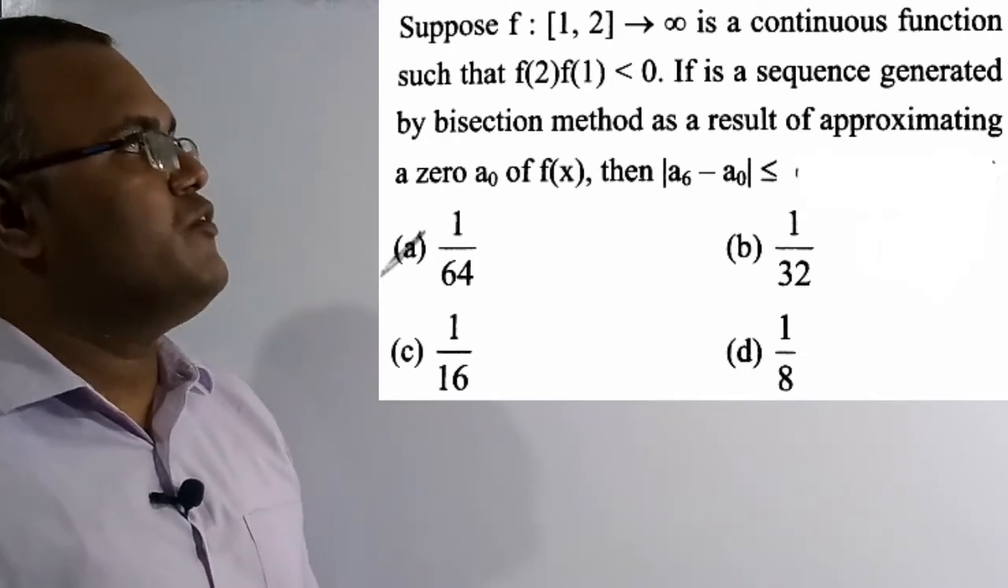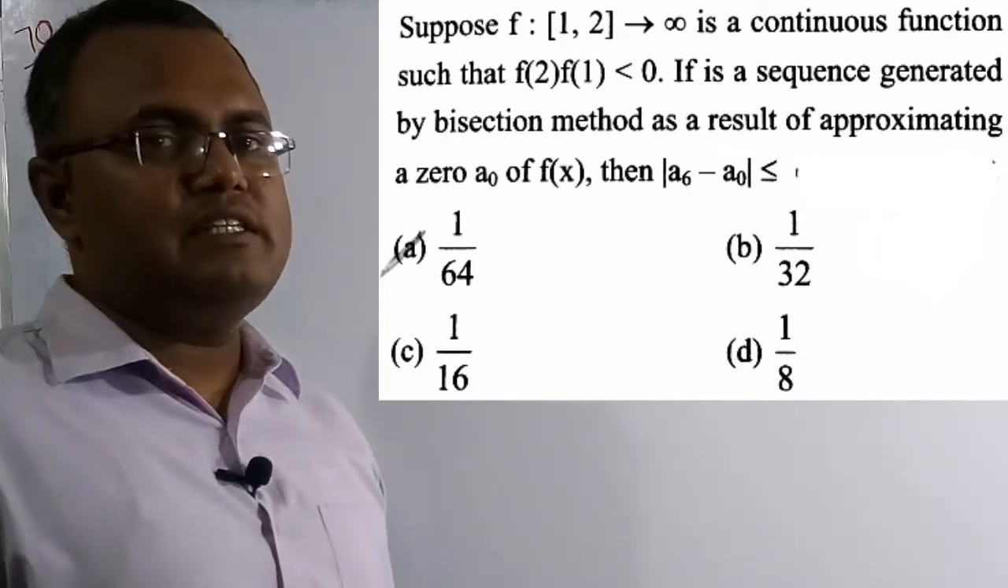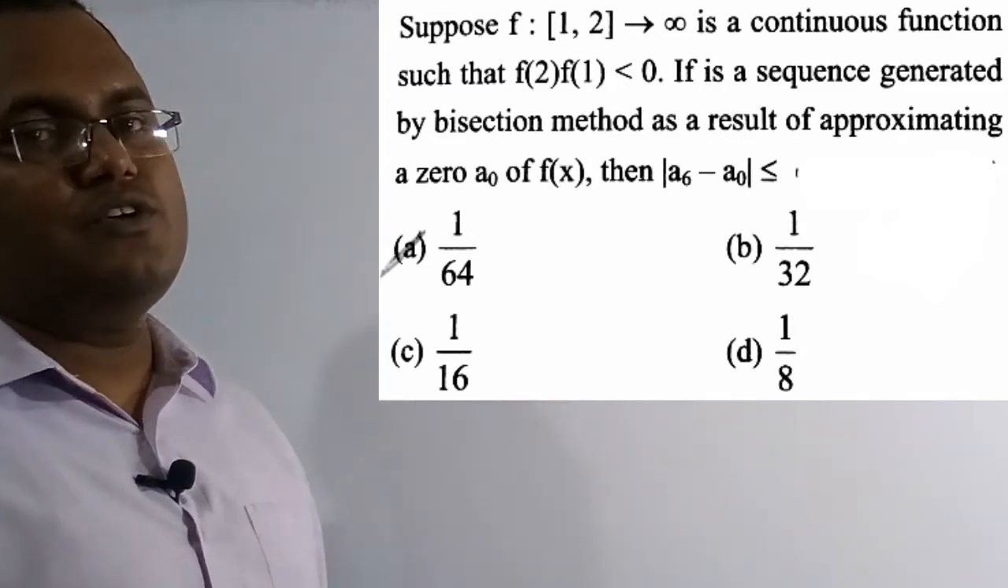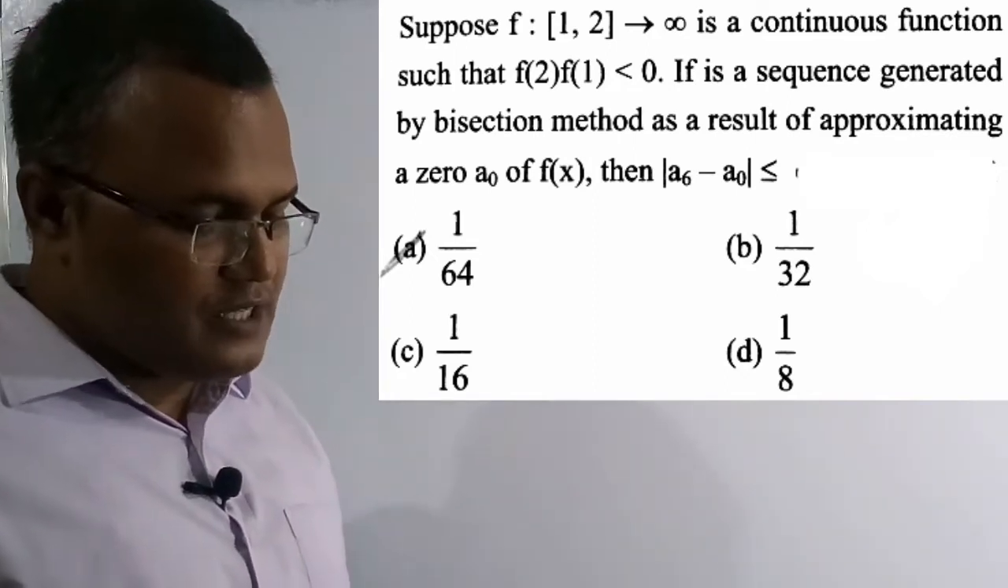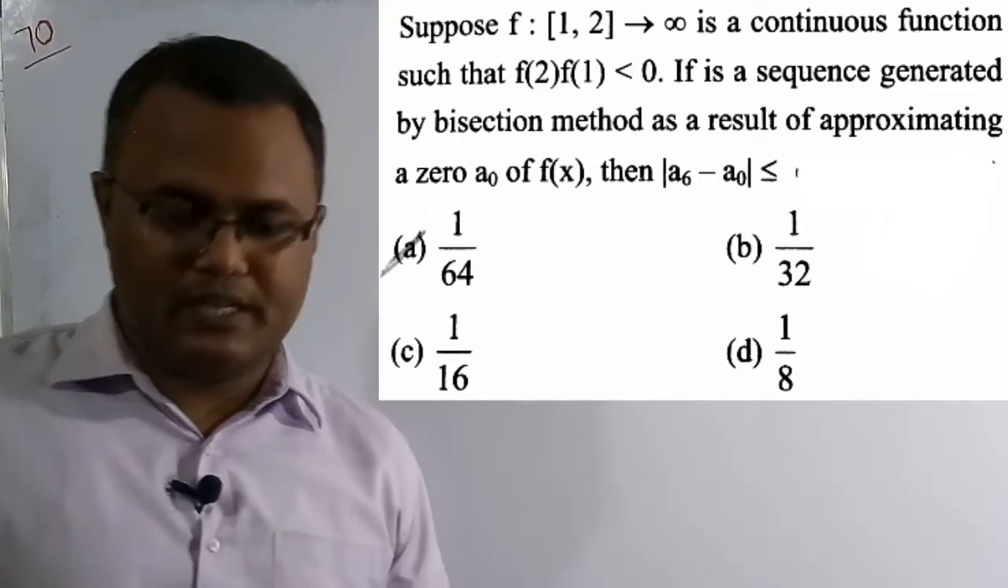So basically here we are going to find the root by using the bisection method. Then we need to figure out what is the difference between the sixth iteration root and the exact root. So here out of the 4 options, option A is the correct solution of this question, which is 1 by 64. So let's solve this numerical.